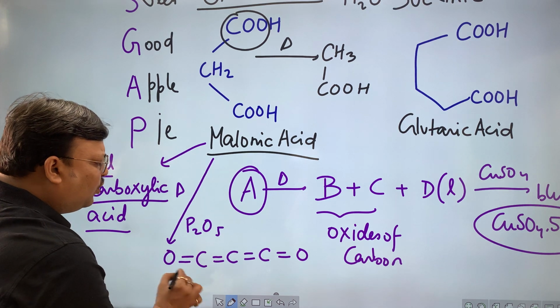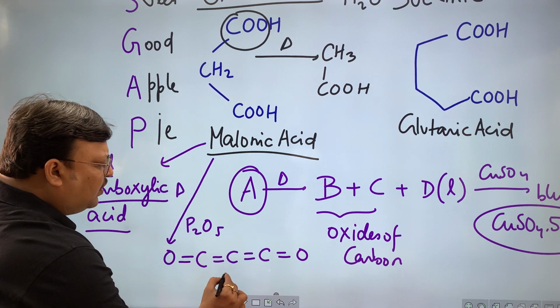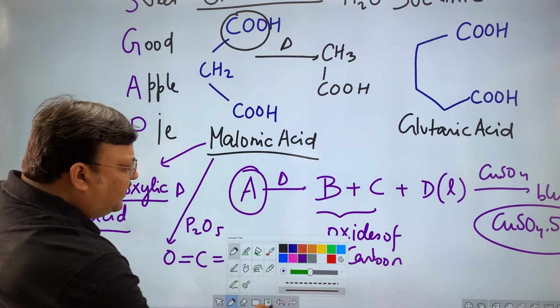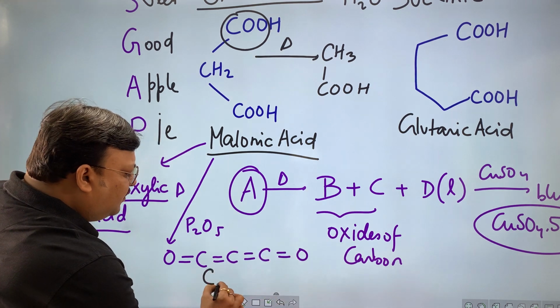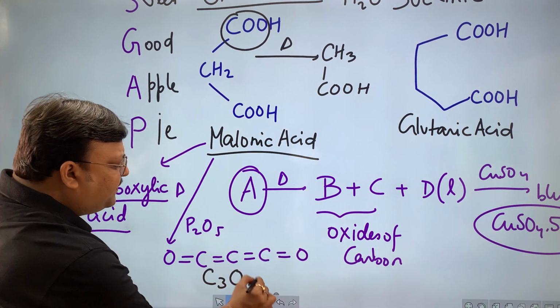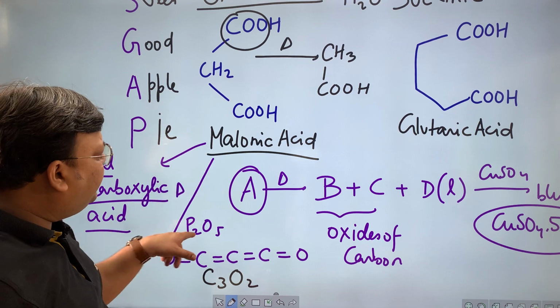The formula is C3O2. I told you this is rare. They ask about it very rarely. And this is the product on heating malonic acid with P2O5.